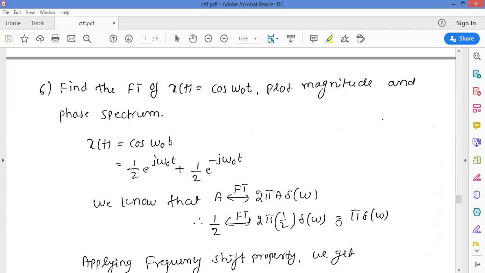Now, find the Fourier transform of x(t) = cos(ω₀t), and plot the magnitude and phase spectrum. Now, how can I find the Fourier transform of cos(ω₀t)? How can I find it?